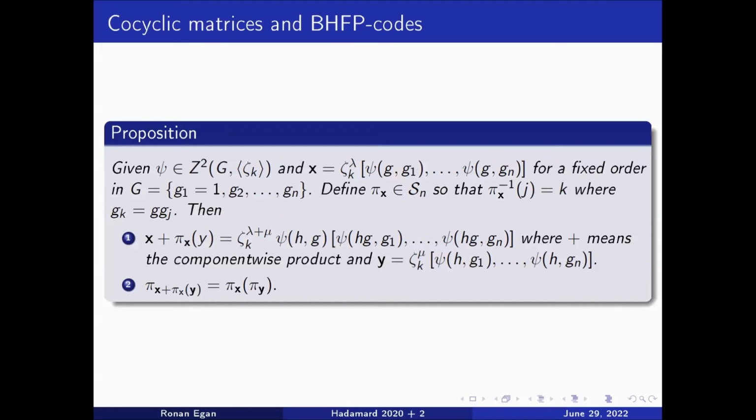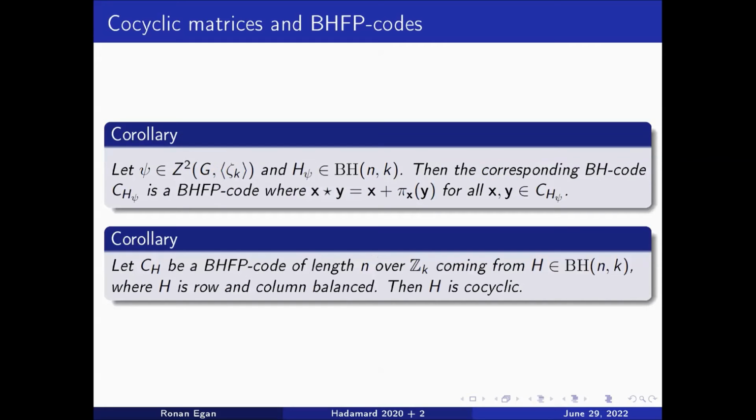So this can be described, and the details of this are not so interesting. What's more interesting are the corollaries that arise from this. The first of which is that if my cocyclic matrix happens to be a Butson matrix, then the corresponding Butson code or Butson Hadamard code is actually a full propylinear code. And we can describe the group operation according to this addition of vectors like so.